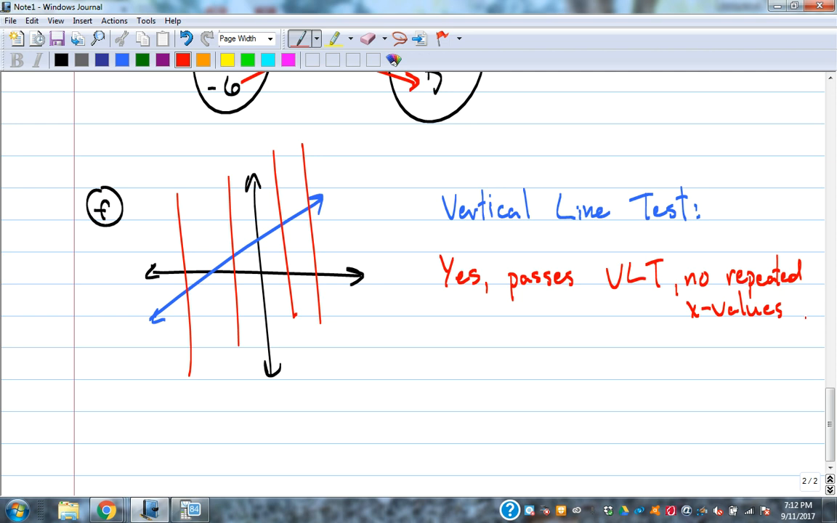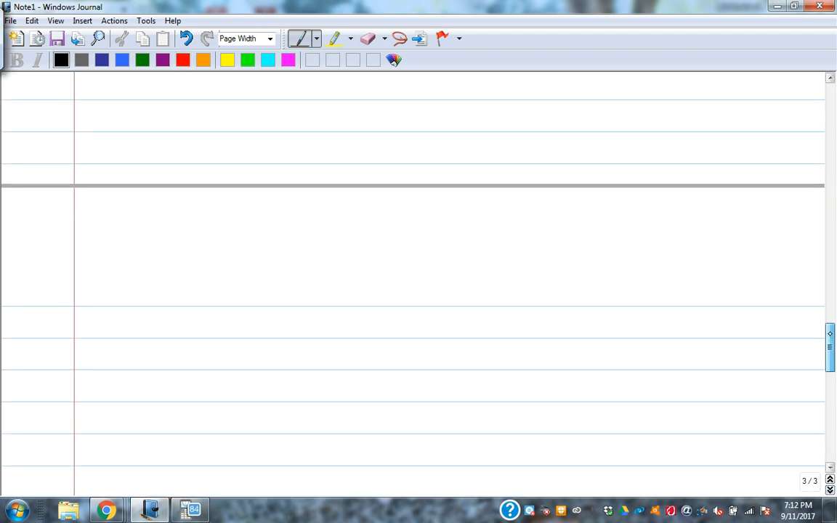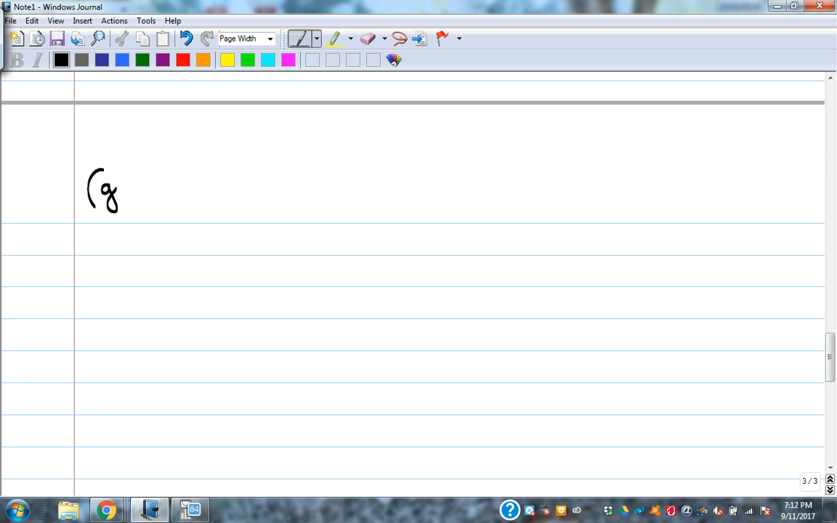Vertical line test. Okay? Anytime you've got a graph thrown at you, that's the way to test it. Because you can't get all the ordered pairs that are there. You can only test the actual picture of the graph. All right? Let's look at another graph. Coordinate plane.